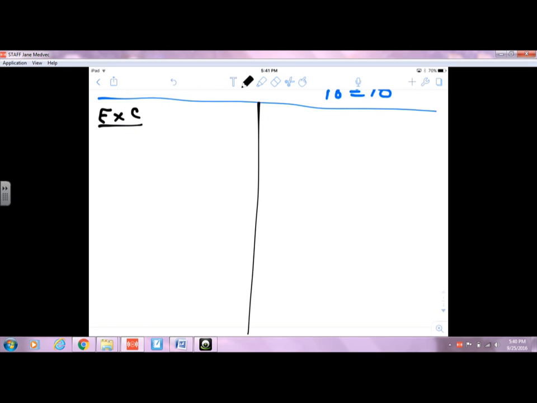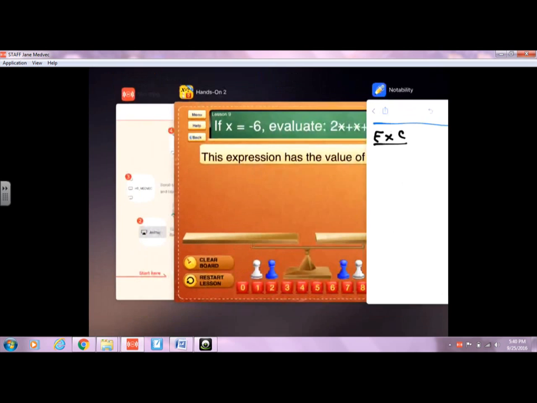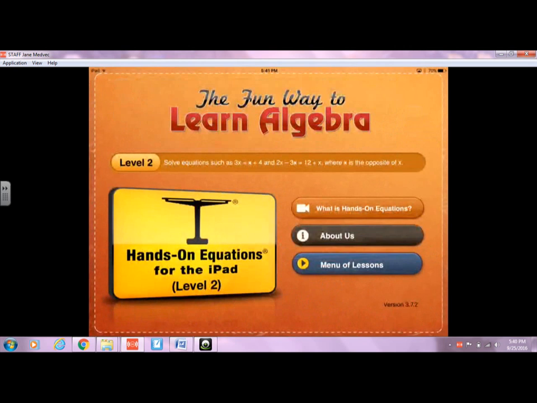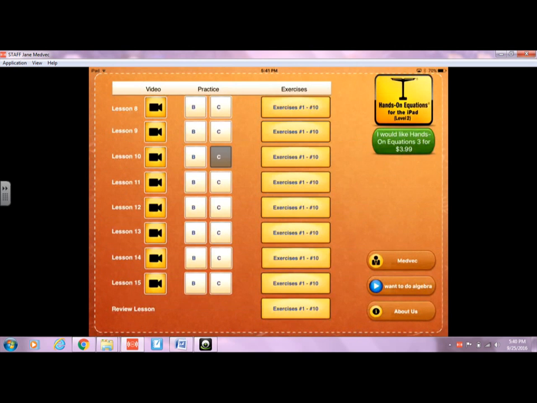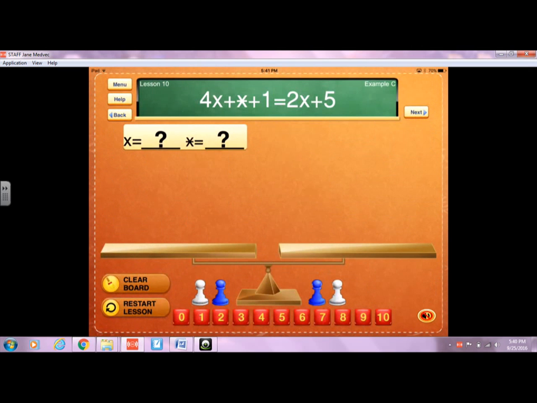Same rules as before. I'm going to go ahead and write it down. Let's go back to the app. And again, you are not having your app up. Do not have your app up. You can enter this in later, okay?